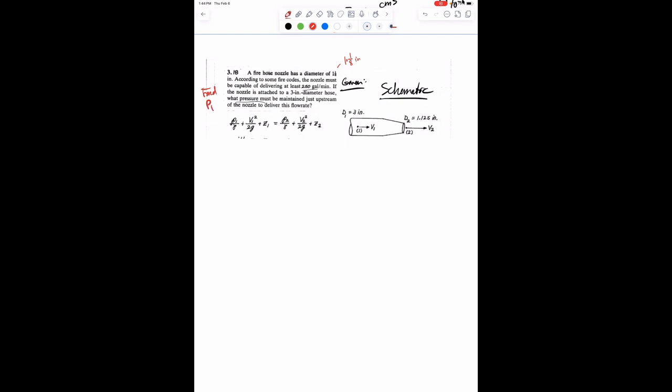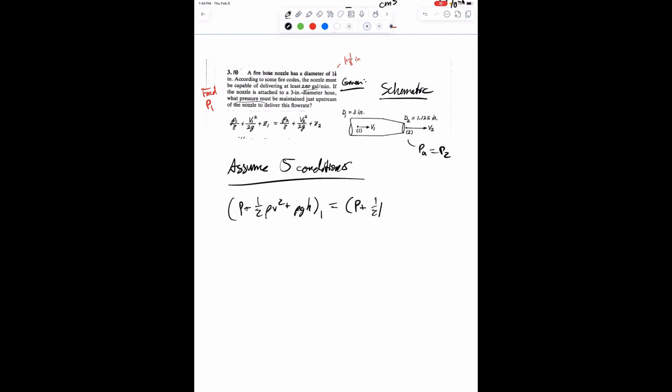Okay. And we're assuming that when the water exits, we're at atmospheric pressure, because once you exit the hose, you're back in the atmosphere. So I'm going to make my assumptions, and therefore I get internal energy plus kinetic energy plus potential energy at location 1 is equal to internal plus kinetic plus potential at 2.